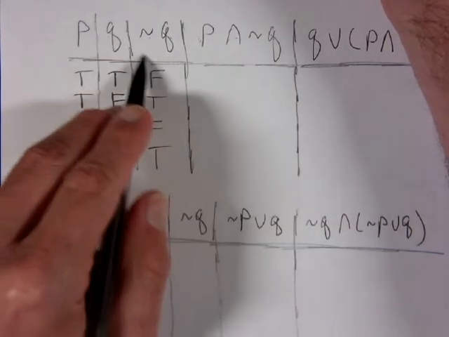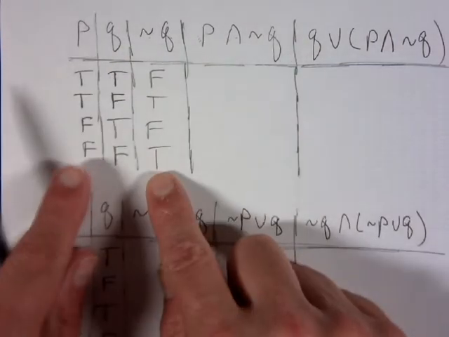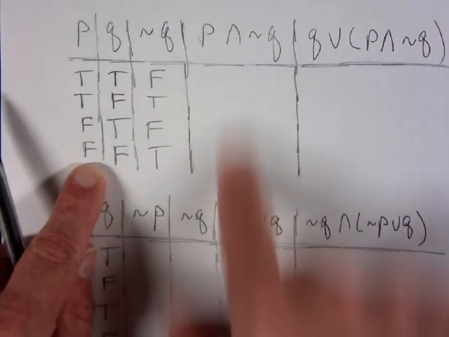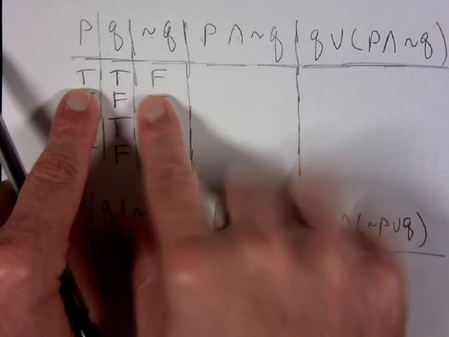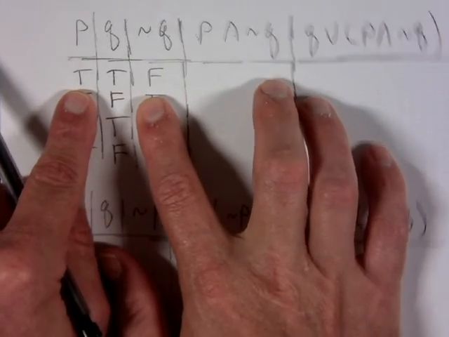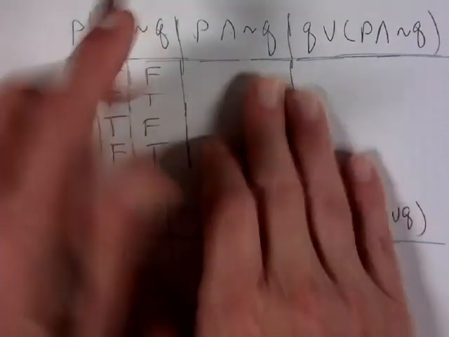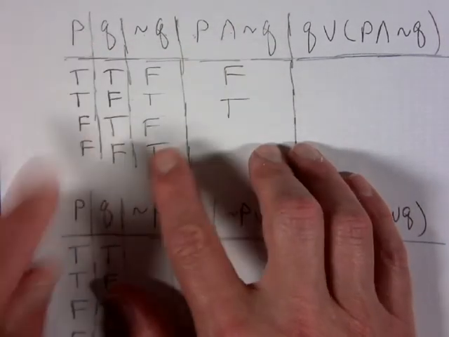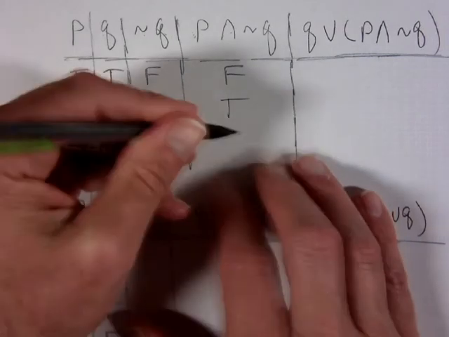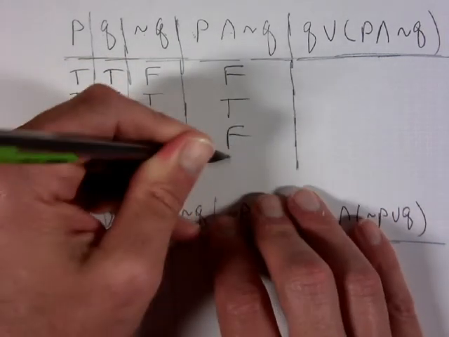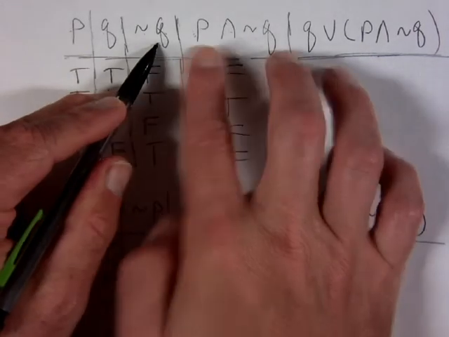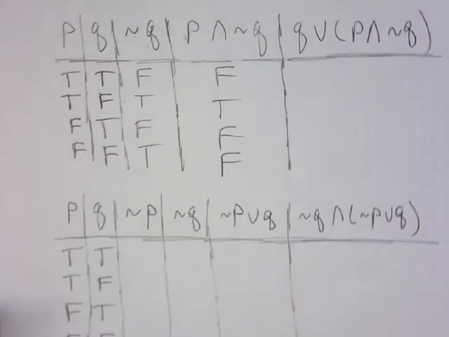Now I've got P and not Q. So not Q is here, P is here. So I'm using the first column and the third column with and to fill out the next one. Remember, the only way an and statement can be true is if both parts are true. So true and false makes false. True and true makes true. Remember, I'm using the first column and the third column. False and false makes false, and false and true makes false. So I use column 1 and column 3 to fill out column 4. Look at the next one.